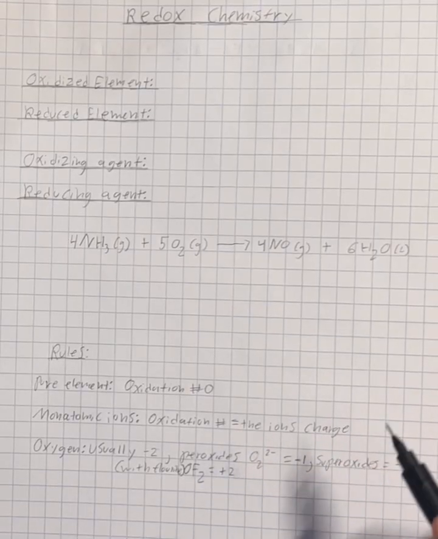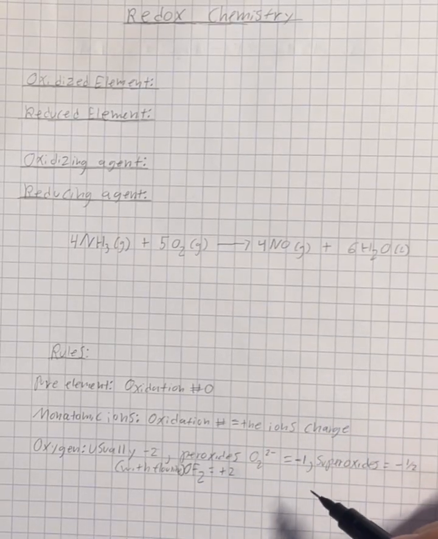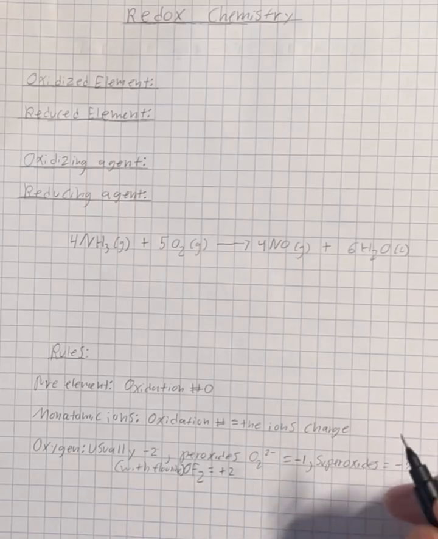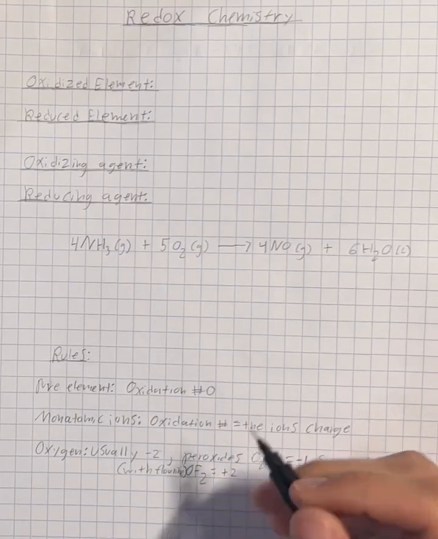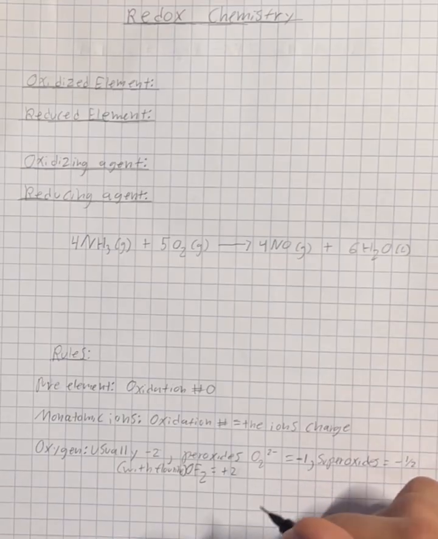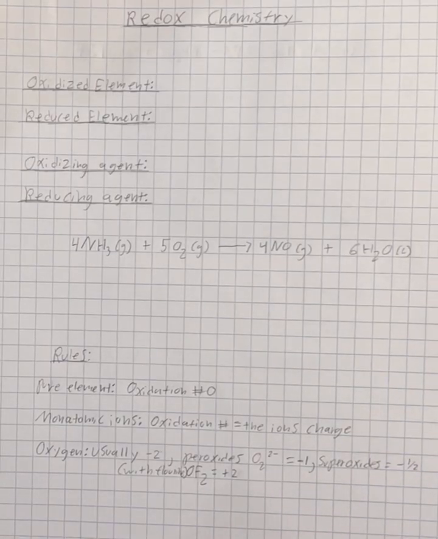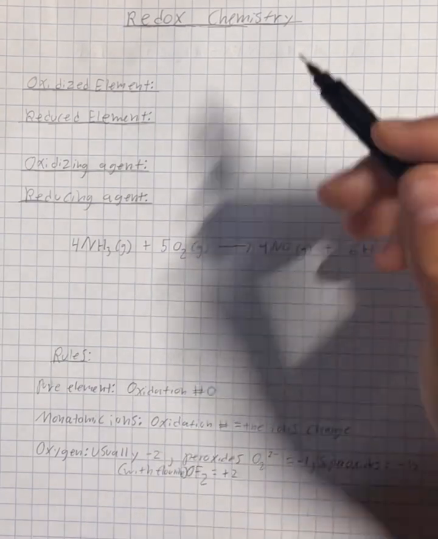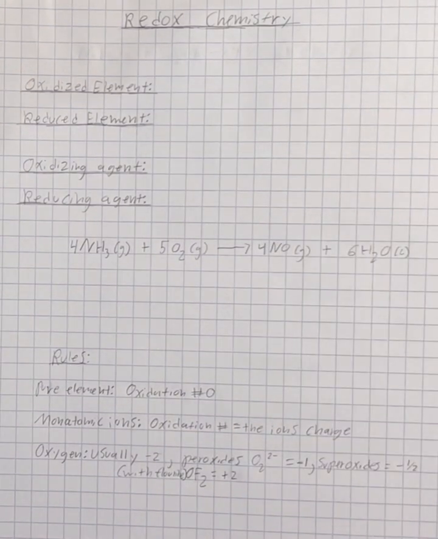And when you're working with fluorine, fluorine is going to be more electronegative. So you're going to have a positive oxidation state, like when you have oxygen difluoride, you have a +2 oxidation state. So let's hop right in and let's see how some of these rules apply, and let's determine some of what we are given up here at the top.